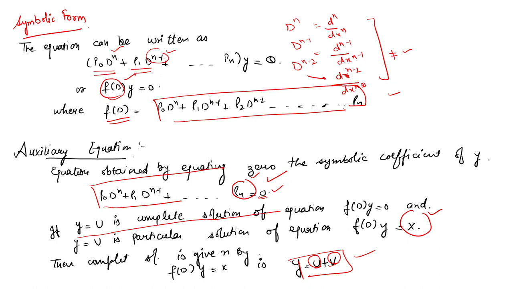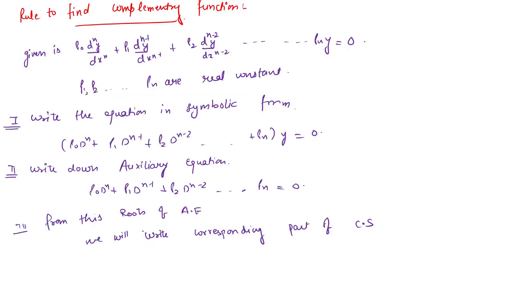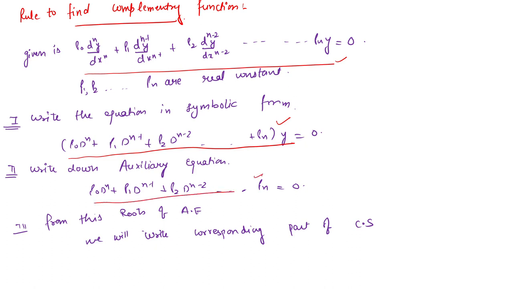Now we will see this by method. How can you solve the equation with more clarity? Now see how you can find a complementary function. Suppose that this equation is given to you. First of all, we will write this equation in symbolic form as I have told you. After writing it down, we will write its auxiliary equation. How? The coefficient of y can be put equal to 0. Now when you solve it, the equation gives roots.